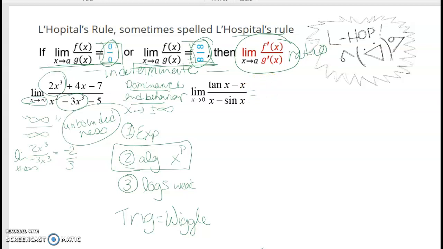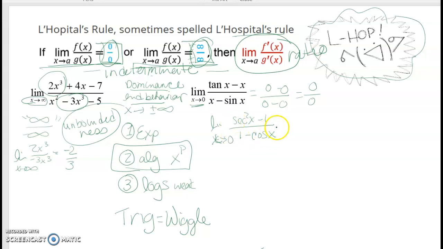Here, when we plug in 0 over 0, because that's always your first line of defense, we know we can't use dominance. Tangent of 0 is 0, 0, 0, 0. Oh, that's 0 over 0. We're ready to go. We can L'Hop this thing. So that's going to be the same as the limit as x goes to 0 of secant squared x minus 1 over 1 minus cosine x. We plug in 0. 1 over cosine squared, which is secant, is 1. We get 0 over 0. Oh, we've got to go again.